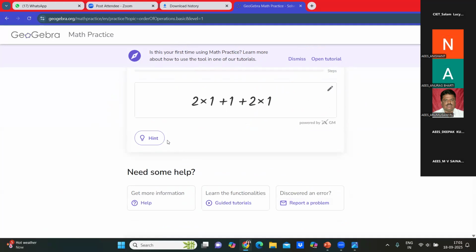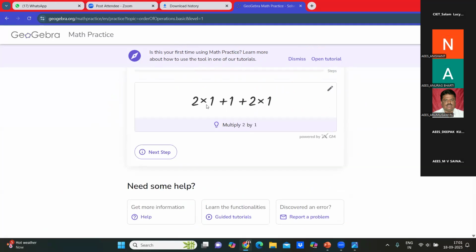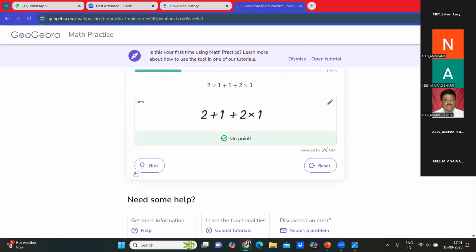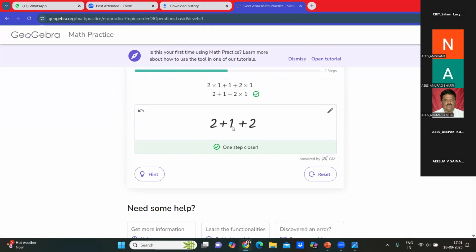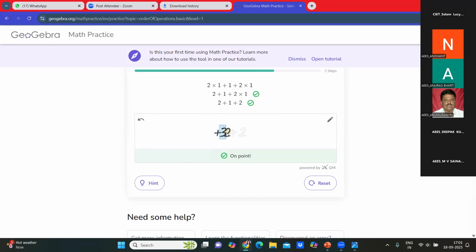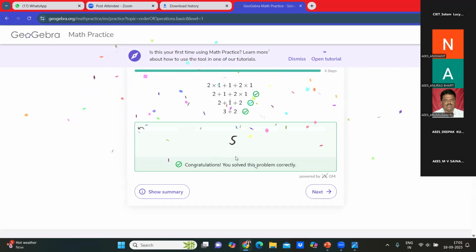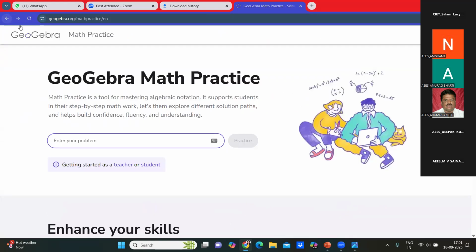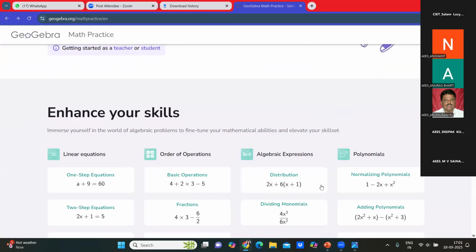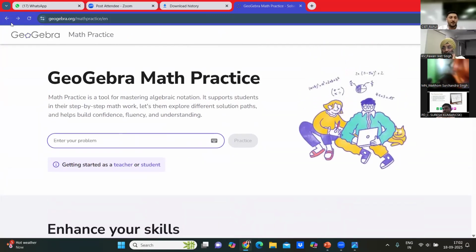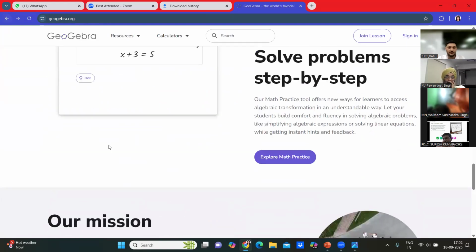Next problem: multiply 2 by 1. Now multiply 2 by 1. Add 2 plus 1. So 2 plus 1 and 3 plus 2. And we got the answer, 5. We can explore more problems like this. And now we can go to the calculator.